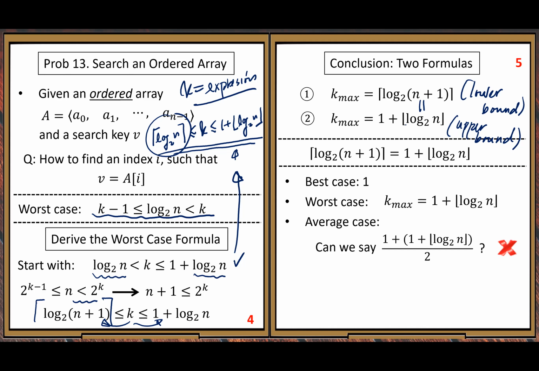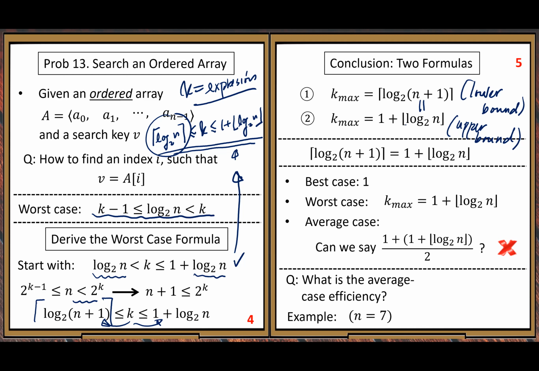So we cannot use this way. But how do we calculate the average case? Here, I'd like to show you one example of how to calculate the average case, so you can see the detail. This is the correct way to calculate the number of comparisons for binary search, the average case efficiency.